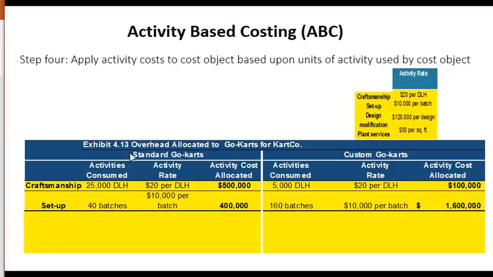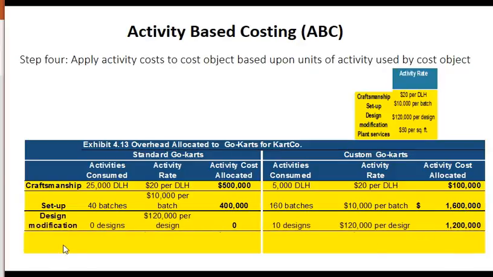Setups. Okay, in the case of standard go-karts, we're estimating 40 batches. And again, our activity rate is $10,000 per batch. So the overhead cost allocated under setups to standard carts will be $400,000. And in the case of our custom go-karts, it's going to be 160 batches times $10,000 per batch, and that would be $1,600,000.